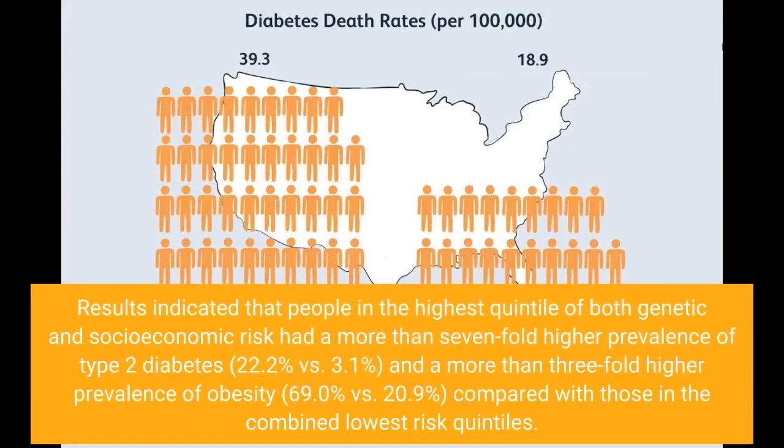Results indicated that people in the highest quintile of both genetic and socioeconomic risk had a more than 7-fold higher prevalence of type 2 diabetes, 22.2% versus 3.1%, and a more than 3-fold higher prevalence of obesity, 69.0% versus 20.9%, compared with those in the combined lowest risk.